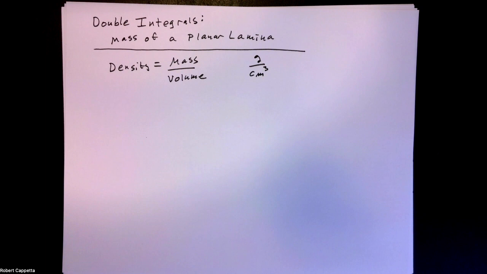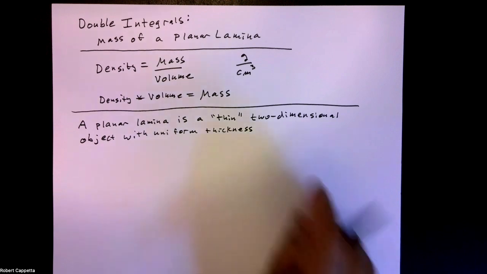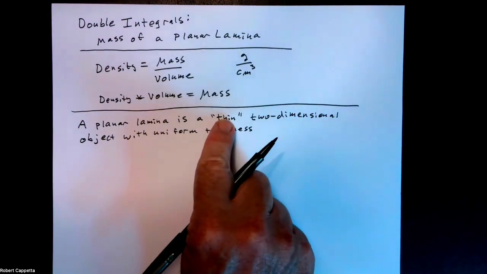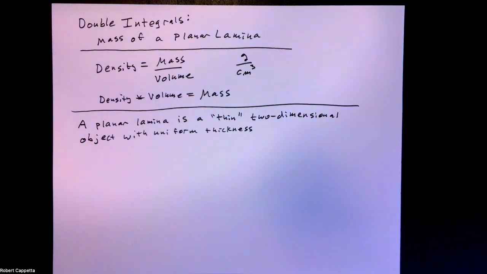So if that's the case, then we can solve for mass. Mass then would be density times volume. So this is the first concept we're going to start with, but then we want to talk about a planar lamina. So let's define that term. A planar lamina is thought to be a thin two-dimensional object. If it were really two-dimensional, it would have zero thickness, but we perceive it as a thin two-dimensional object with some very, very small uniform thickness, but it may have variable density.